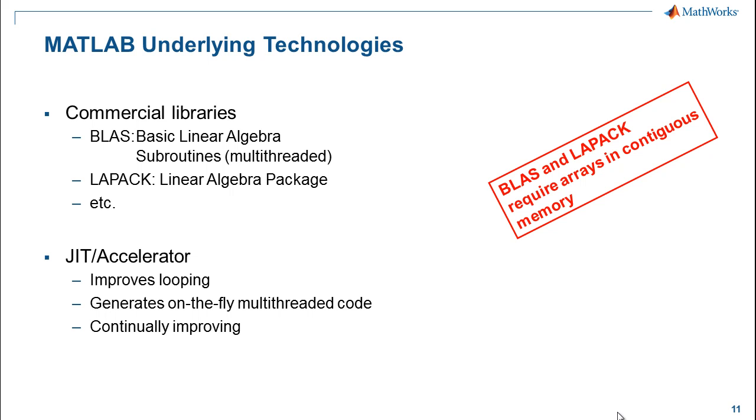And every release we put a lot of effort into JIT to make it better and better. One of the places where its effect has been notable is that the performance of for loops has become better and better over multiple releases.